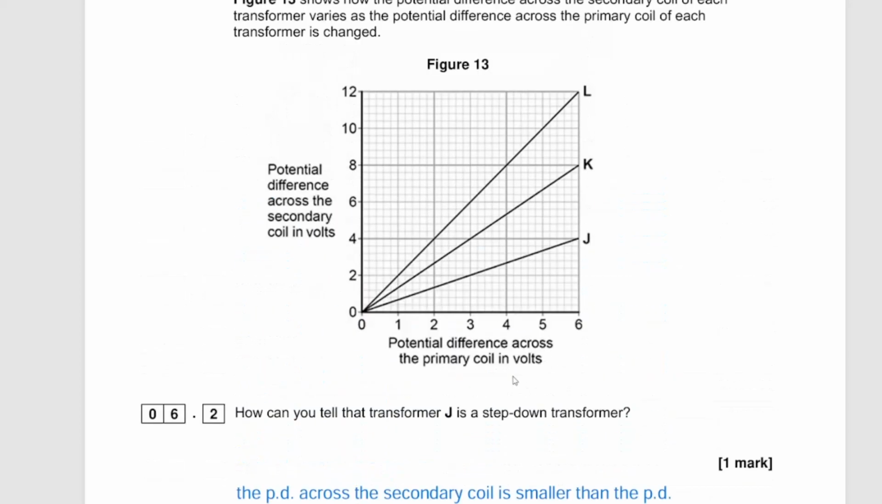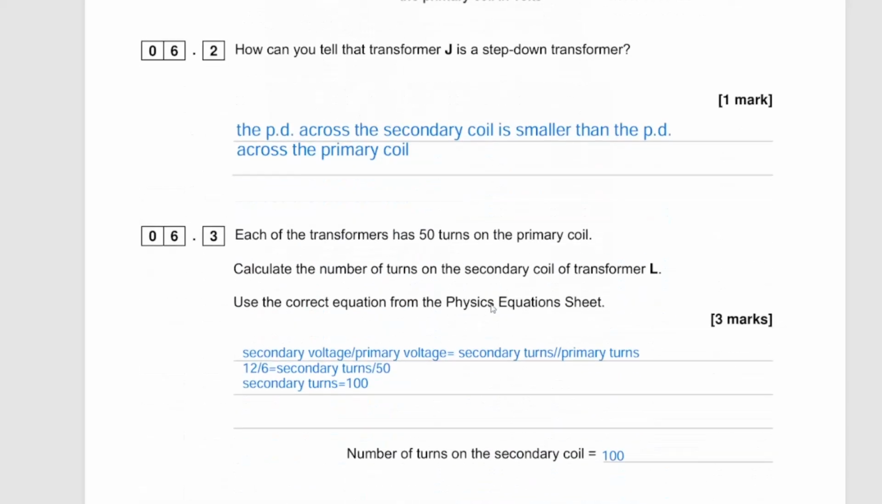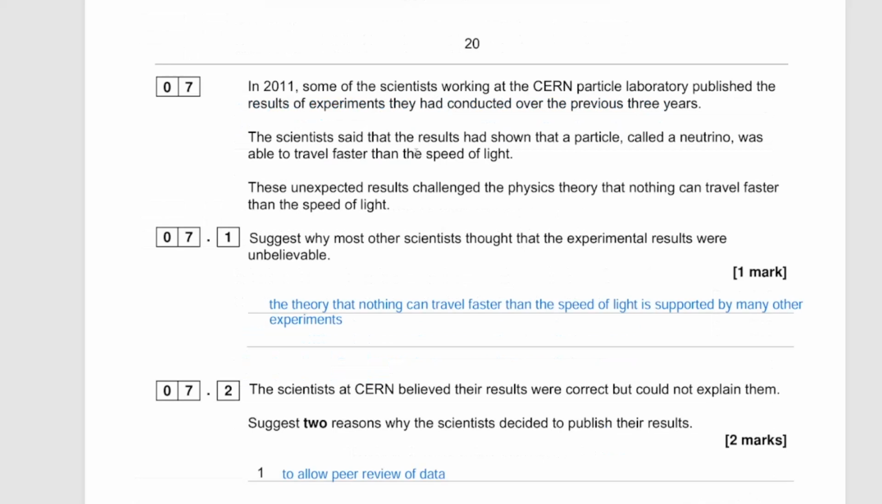Now, for transformer L, we can see that the secondary voltage is 12 and the primary voltage is 6. You could use any point along that line, 8 and 4, but I just decided to use 12 and 6. And 12 over 6 is equal to the secondary turns over the amount of primary turns, which is 50. So 2 is equal to secondary turns over 50. You do some simple rearranging, and then you get the number of turns on the secondary coil is 100 turns.